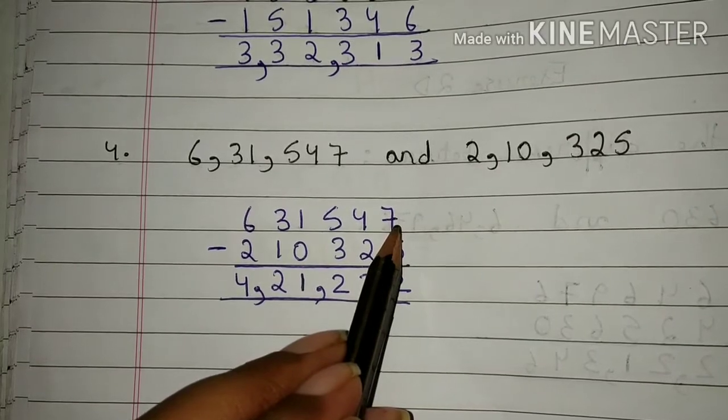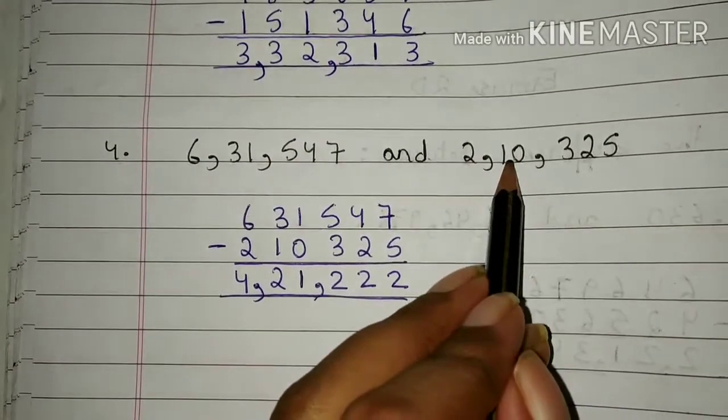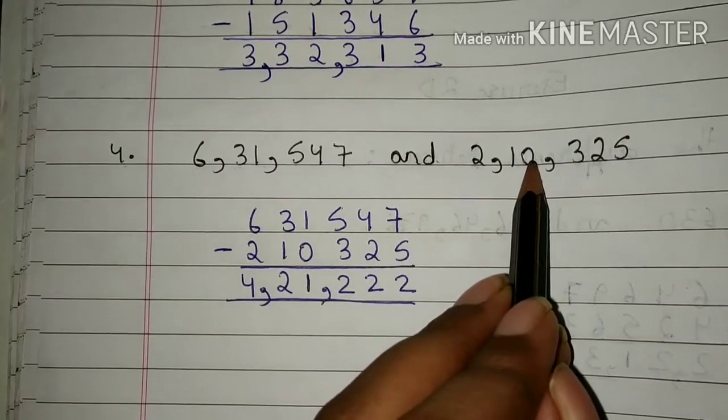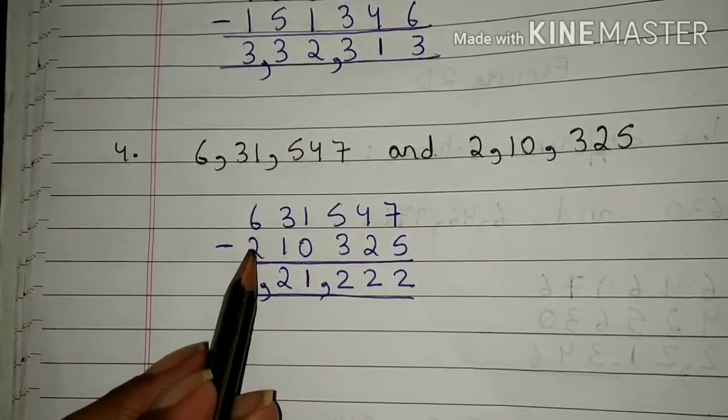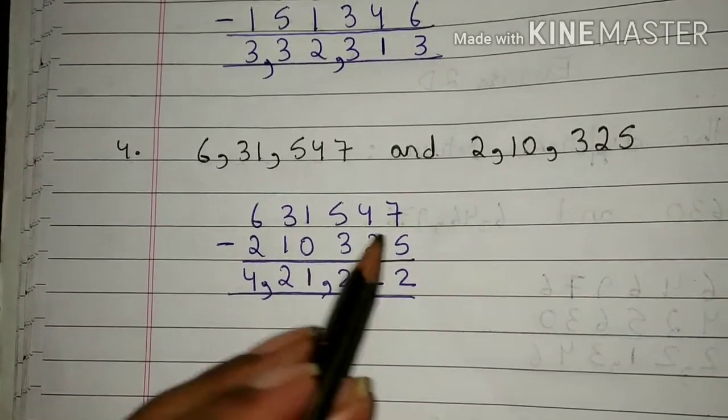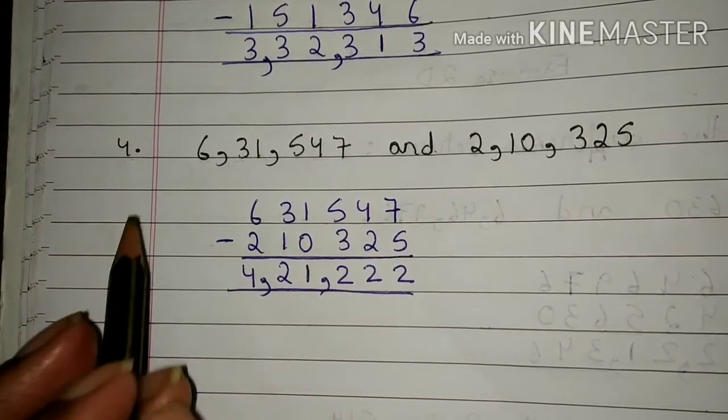6,31,547 here and 2,10,325 is the smaller number. So, we will write 2,10,325 here. Now, we will subtract the numbers.